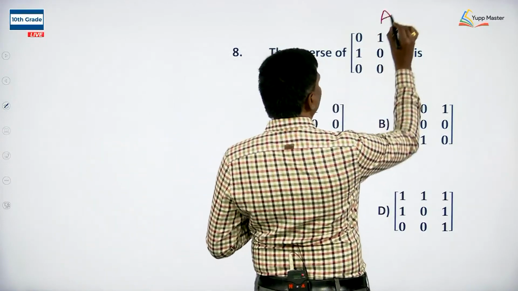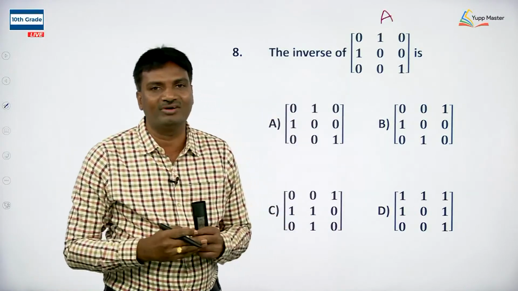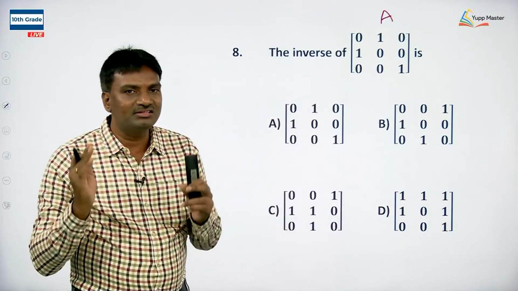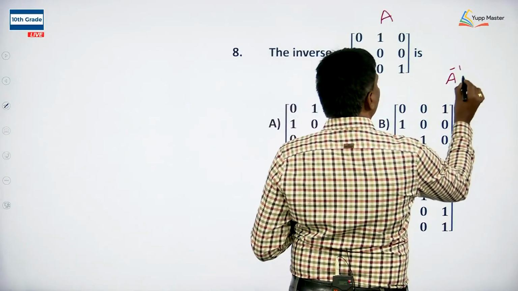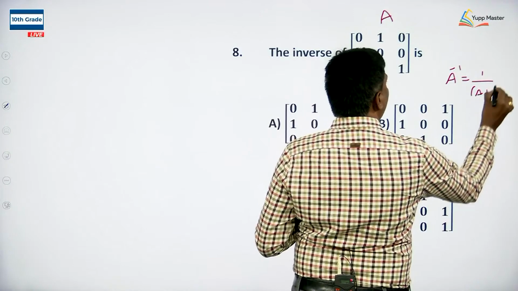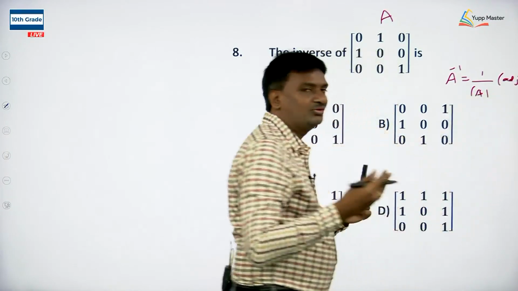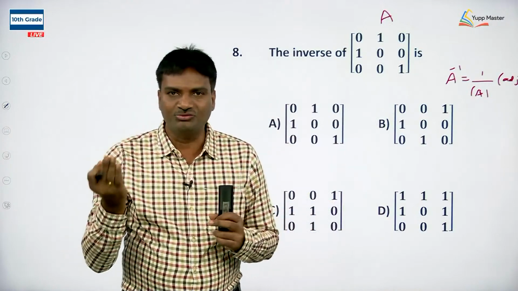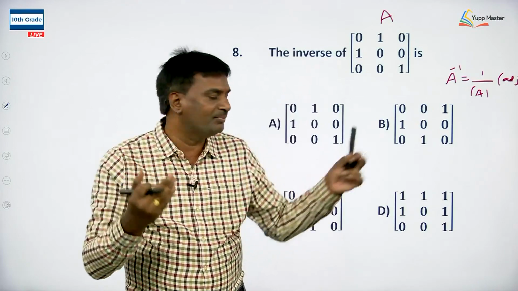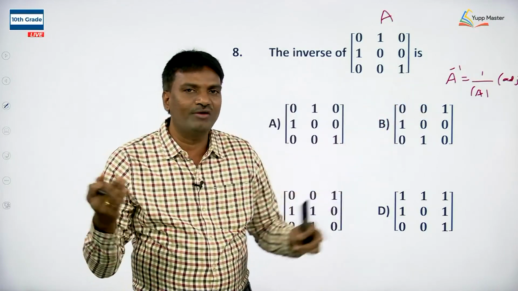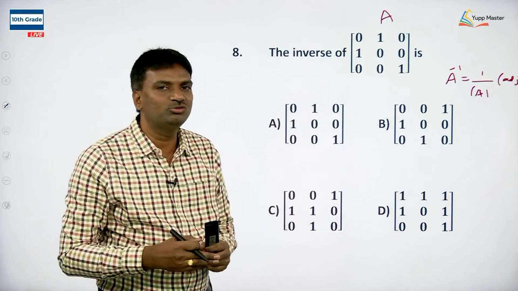If we suppose that this is a matrix A, now the inverse of A, that is A inverse. When a 3 cross 3 matrix is given, to find A inverse, we know the formula. A inverse equal to 1 by det A into adjoint A. So this is the formula. So first let us find det A for the given matrix. Next let us find adjoint A. After getting them, substitute them in A inverse equal 1 by det A into adjoint A. After simplification, you will get any one of these four options.